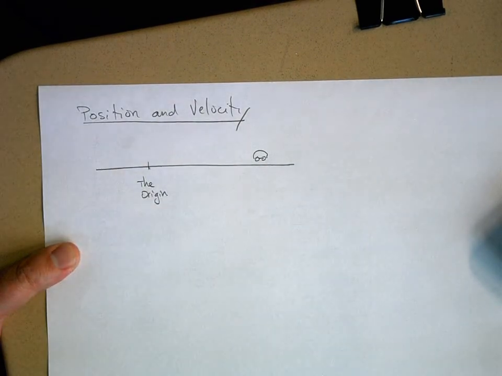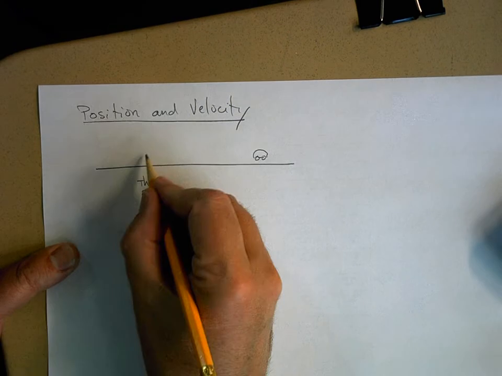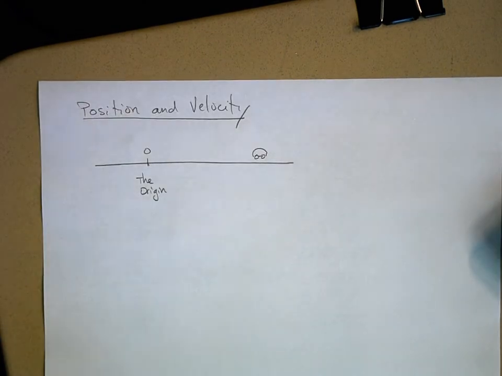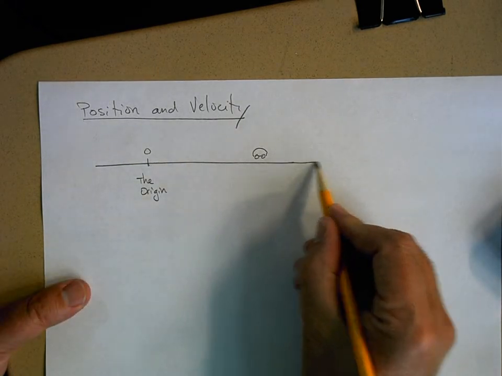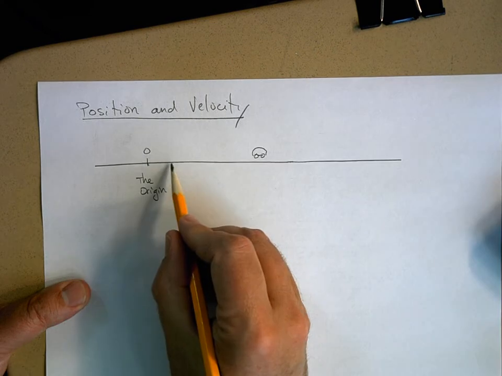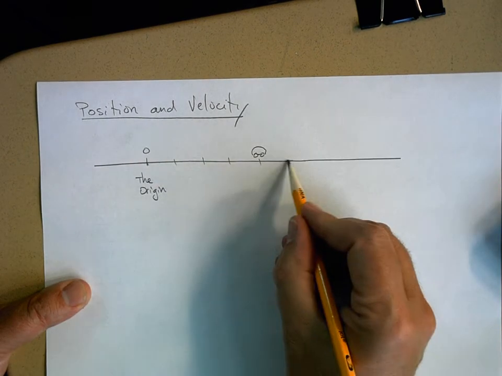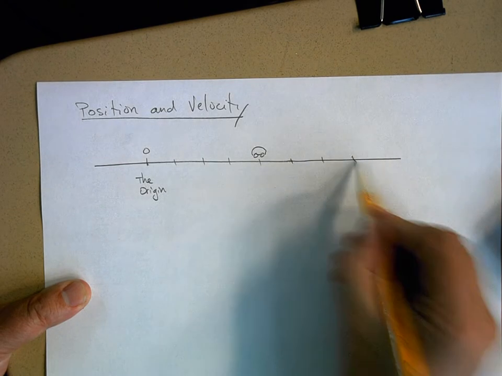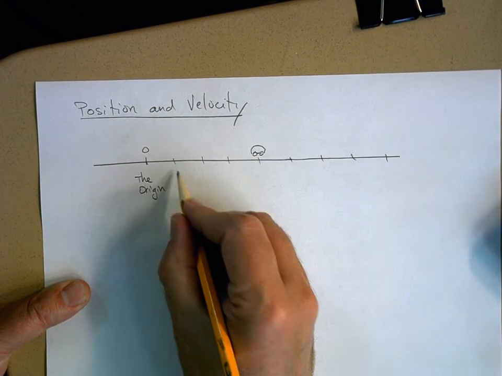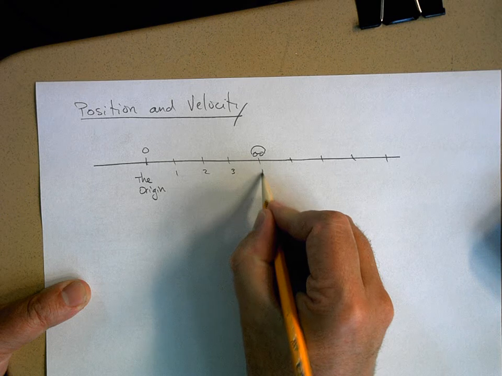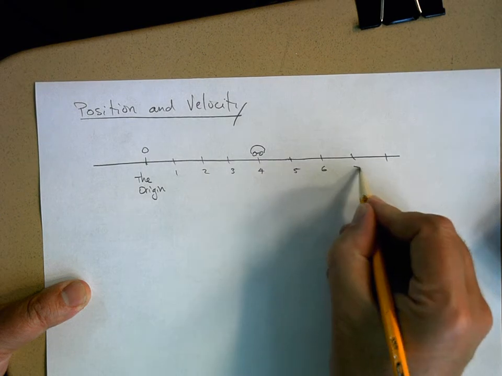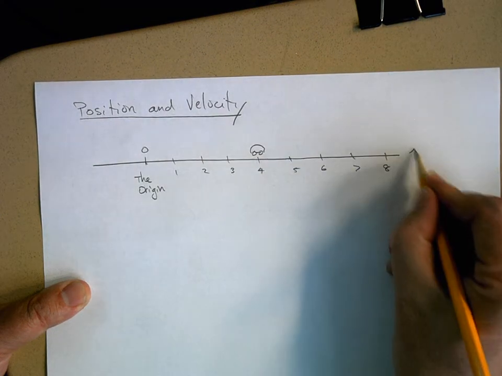And how far is the origin from itself? 0. The origin, by definition, has a position of 0. So let's say 1, 2, 3, 4, 5, 6, 7, 8. So we have to increment this. And we'll call this the x-axis.